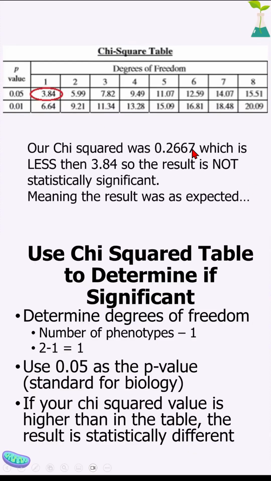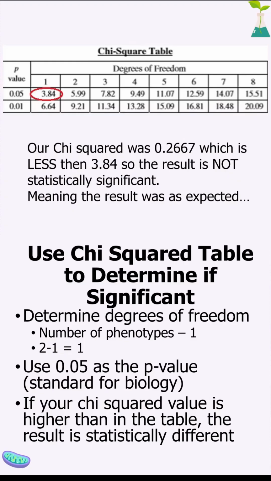So for our chi-squared, it was 0.2667, which is actually less than 3.84. So our result is not statistically significant, meaning that what we got of 14 black fur and 6 brown fur puppies is essentially what we expect from a Punnett square. Obviously, it's not exact, right? We expected 15 and 5, and we actually got 14 and 6, but what chi-squared is saying is it's close enough. And so there's nothing weird going on in terms of the genetics.